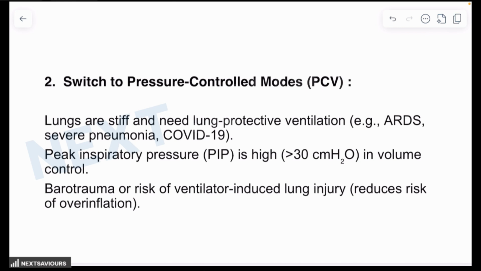Then the second point is when to switch to pressure controlled modes. In pressure controlled mode, it delivers a fixed pressure and the tidal volume varies. So when should we switch? It is when the lungs are stiff and need lung protective ventilation, where the compliance is decreased. The second one is when peak inspiratory pressure becomes too high in volume control modes. In those cases, because the risk of alveolar rupture becomes higher, you have to control the pressure and vary the volume.